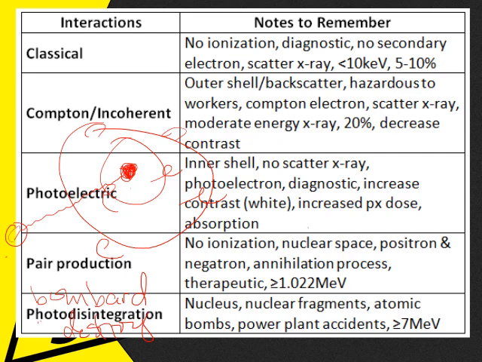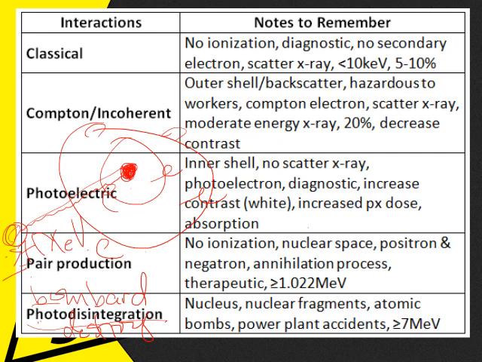The incident photon, because it has very high energy, greater than or equal to 7 MeV ang kailangan. Below 7 MeV, hindi mangyayari ang photodisintegration. So, pwedeng mangyari lang pair production, photoelectric effect, Compton, and classical. Pero pag umabot siya ng 7 MeV and greater, photodisintegration will occur, which means that this incident photon will destroy or bombard the nucleus of the atom.